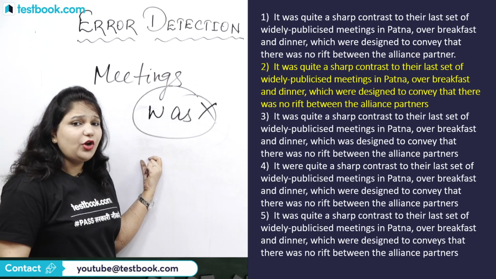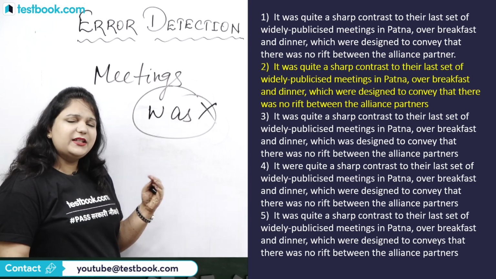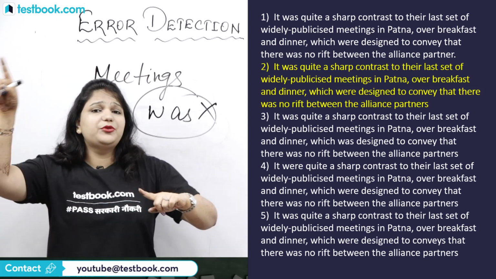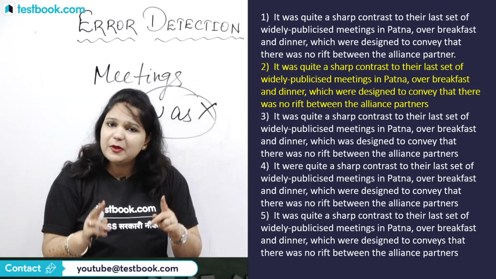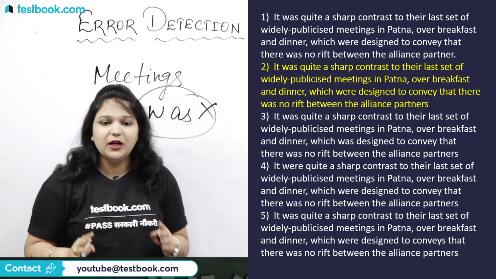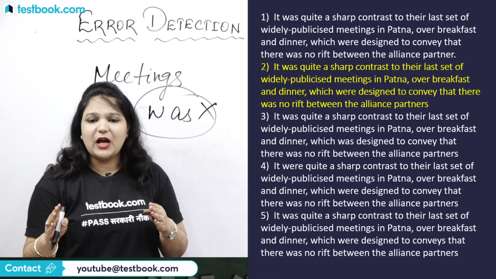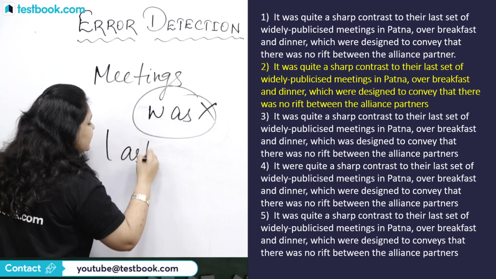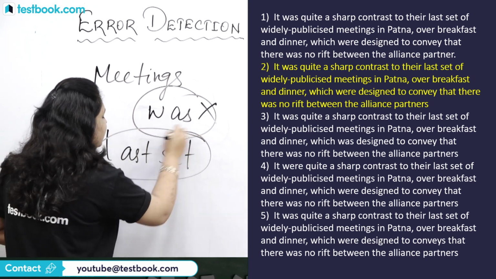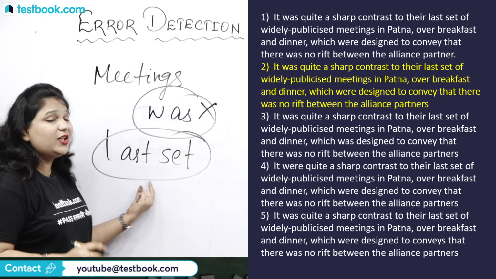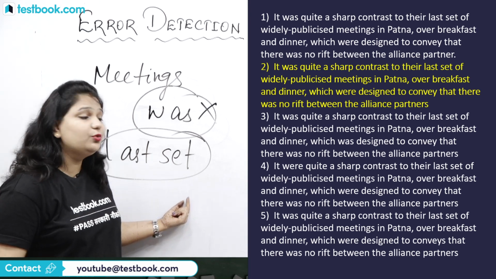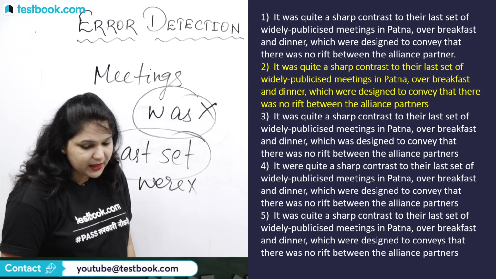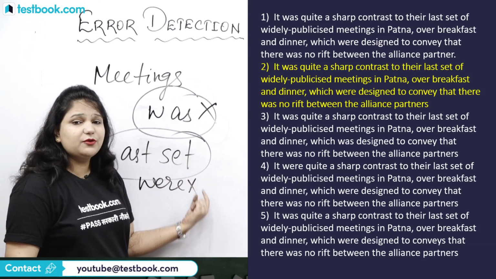Now if we talk about option number 4, that's a very basic one. If you see, it is starting with "it were". That means the subject for which we are using "were" must be plural. So what is the subject here? "It were quite a sharp contrast to their last set of." Now if you see, "last set", and that too a contrast. Here we have not used any sets. So that's why the usage of "were" is wrong in option number 4, guys. I believe this would be fine with all of you.